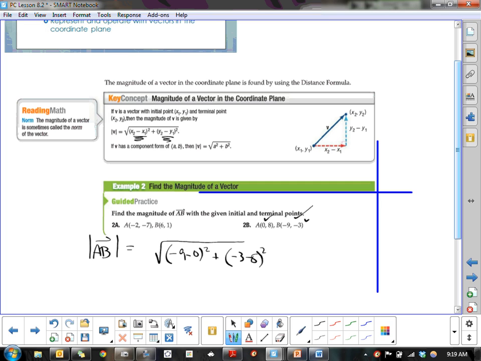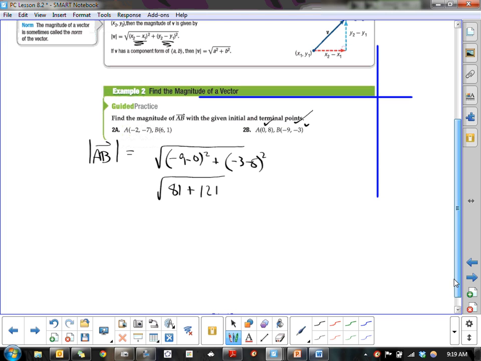So really it's -9 squared, which is 81, plus -11 squared, which is 121. And if you add 81 and 121, you get 202. Are there any perfect squares in 202?